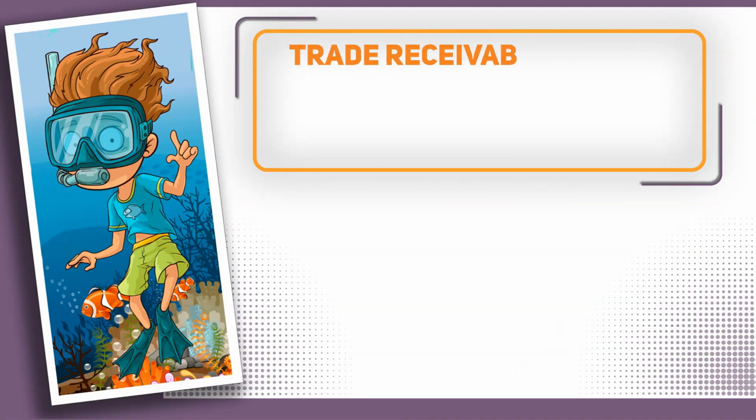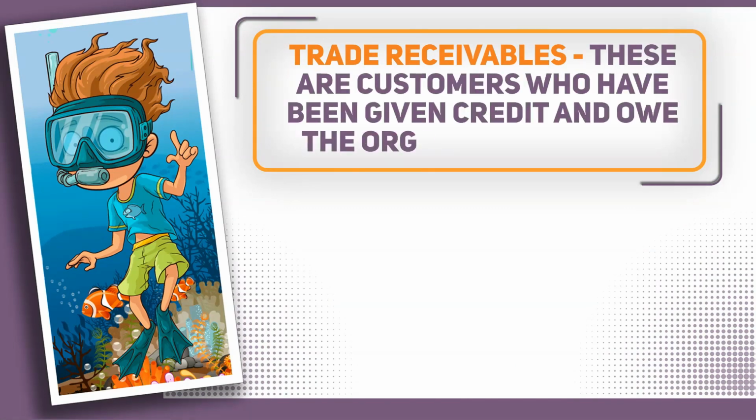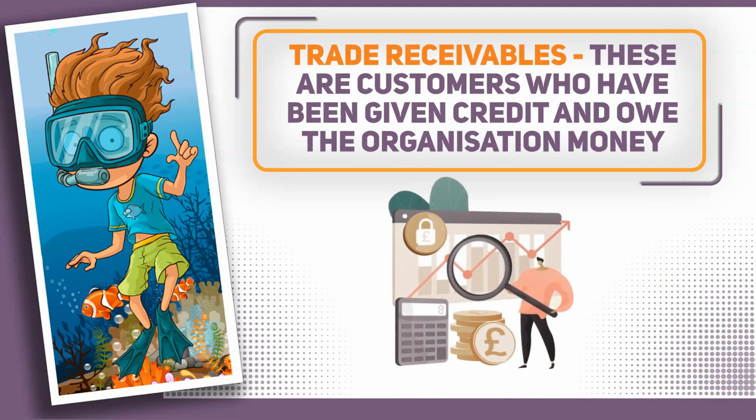You may also need to know about trade receivables. These are customers who have been given credit and owe the organisation money. Josh recently ran a diving event for a local youth group. He sent them an invoice and they are due to pay him at the end of the month. This is an example of a trade receivable.